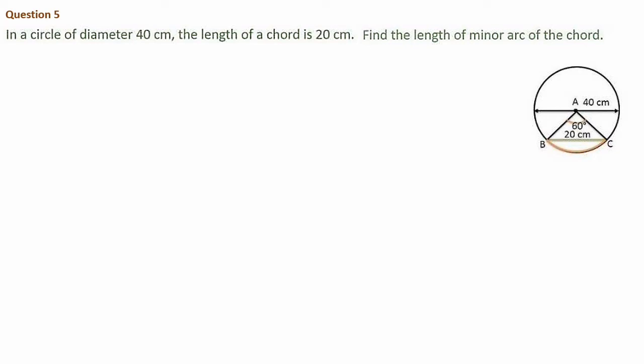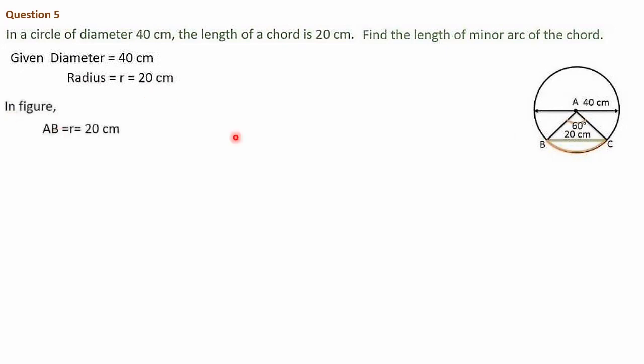Now let's do a little bit of calculation here. Given diameter is 40 centimeter, that we have marked in the diagram. Then BC is 20 centimeter, that we have mentioned. Then in the figure AB, that is this portion, AB is our radius. Radius we know that it is 20 centimeter. Then AC also is a radius only. You can see here this portion, AC also radius only, that is also 20 centimeter.